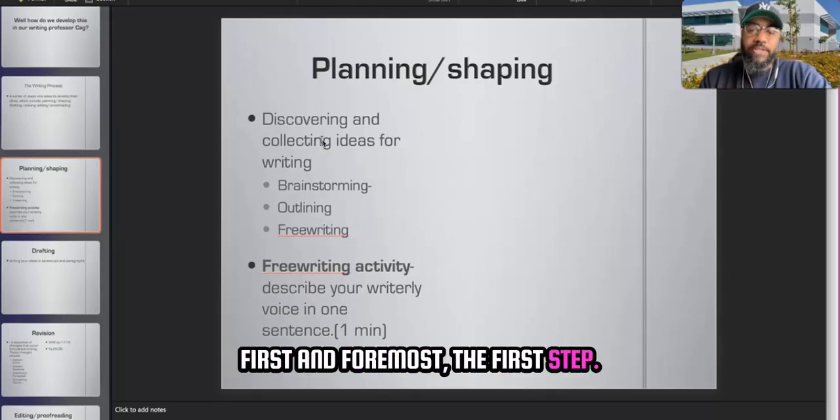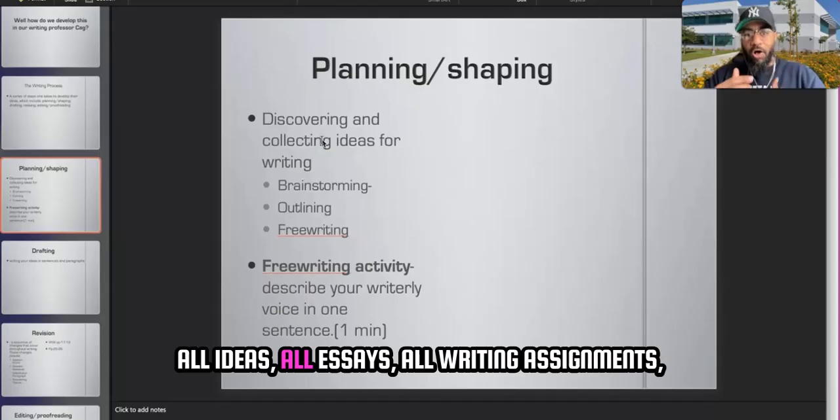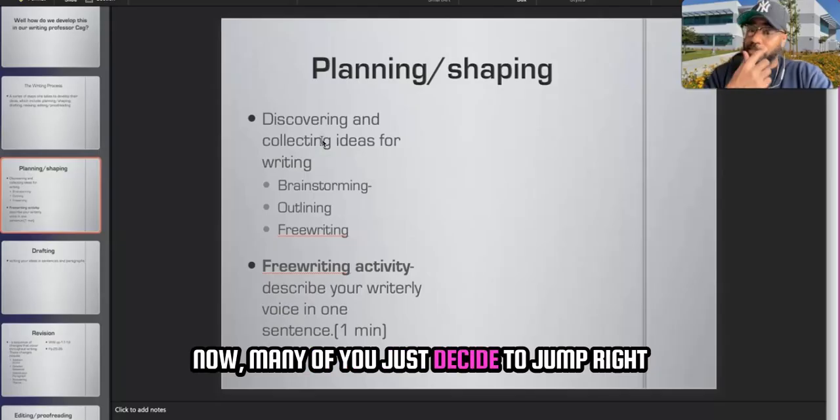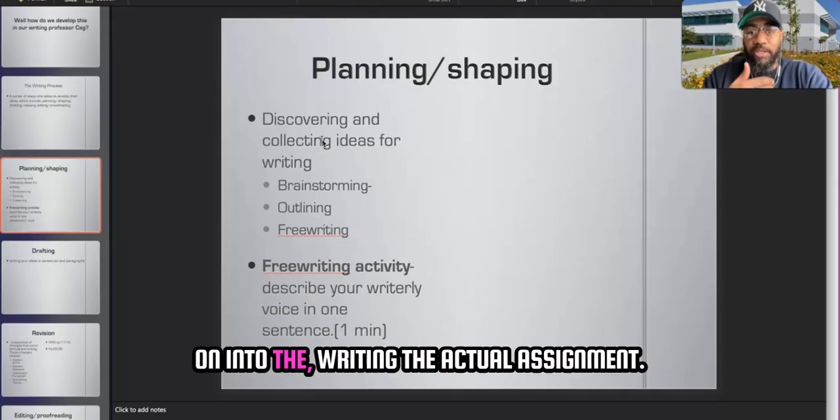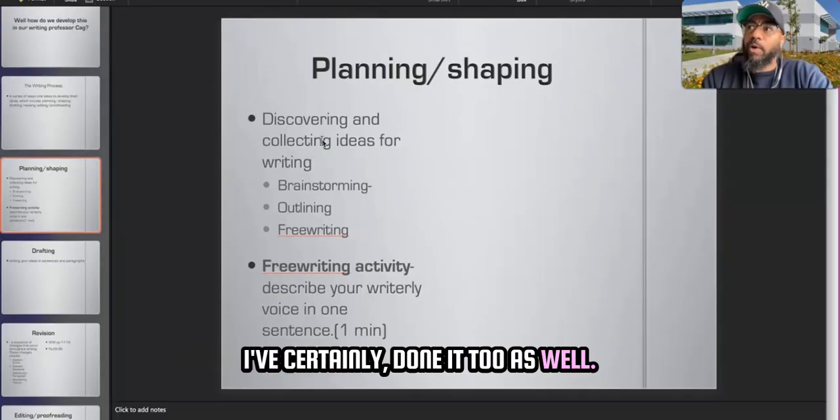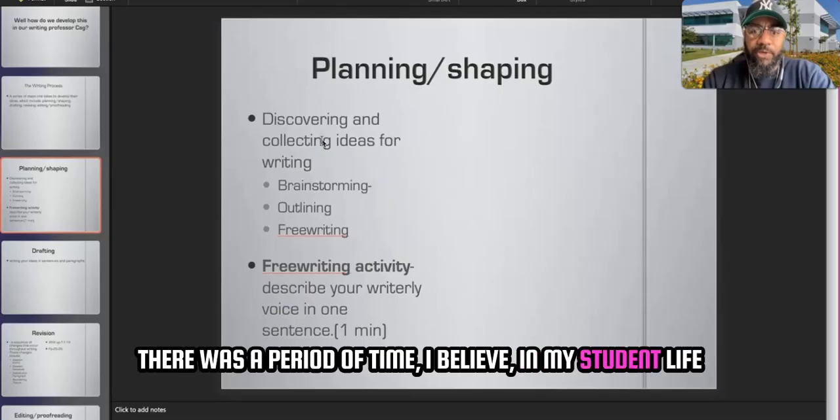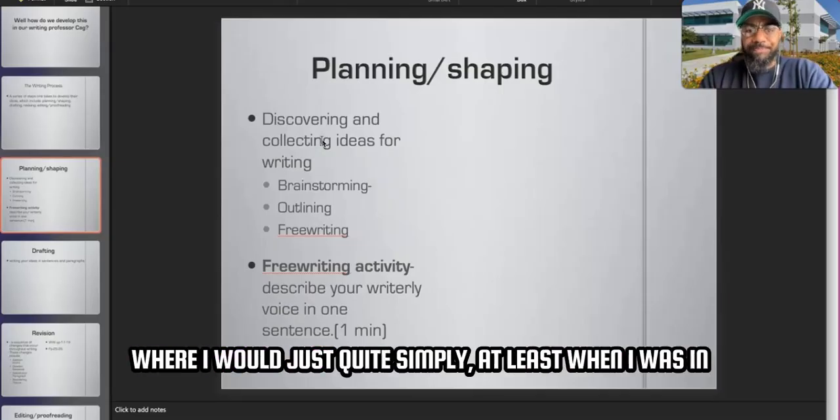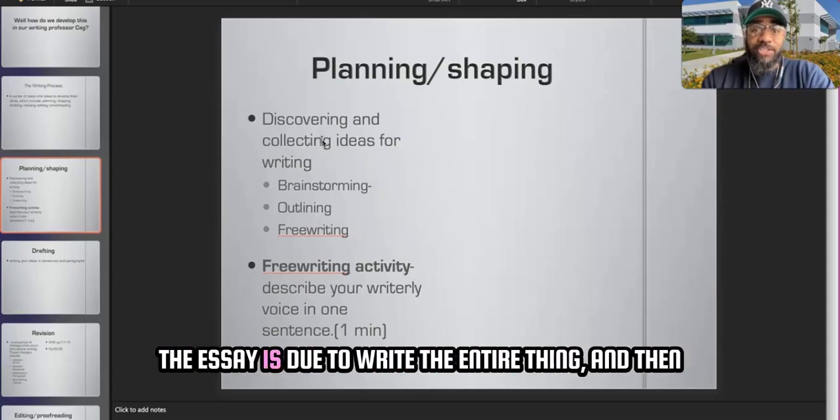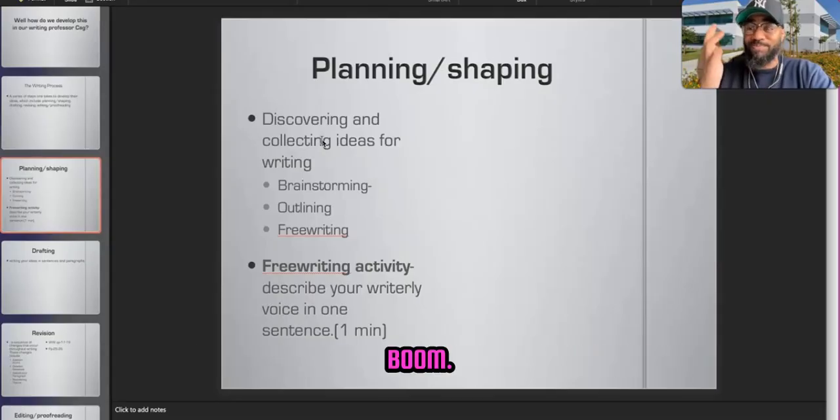First and foremost, the first step, planning and shaping. All ideas, all essays, all writing assignments, out of necessity, should begin with planning and shaping. Now, many of you just decide to jump right into writing the actual assignment. And while that can work for some, I've certainly done it too. There was a period of time in my student life, at least when I was in high school, where I would wait until the day the essay is due to write the entire thing. And then boom.